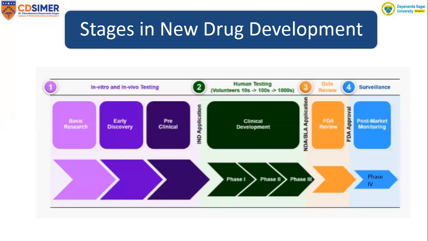Once that is done, they will also develop various models. Suppose a CNS disease is the target, then CNS related models will be considered for evaluation. CNS models may be a rotarod, a pole climbing apparatus, or any maze. For every disease and every target organ evaluation, there are different kinds of models available.